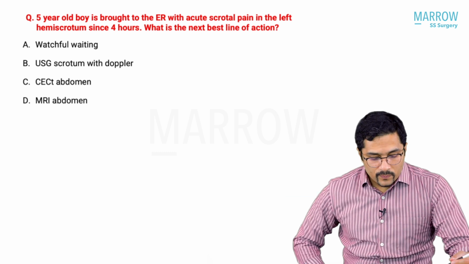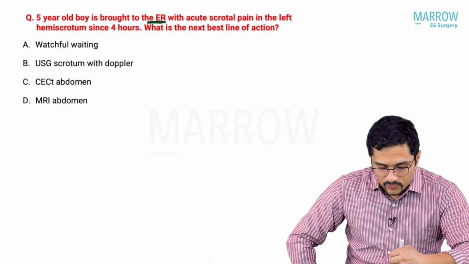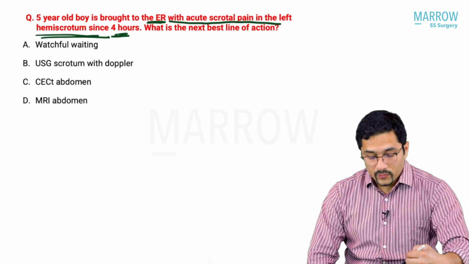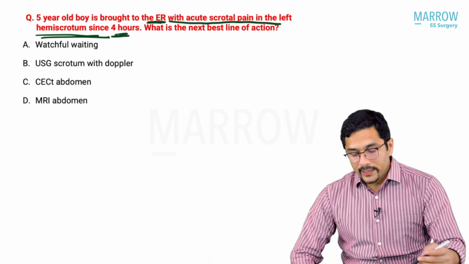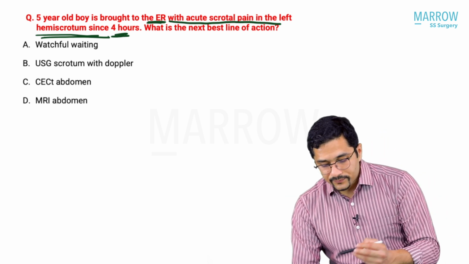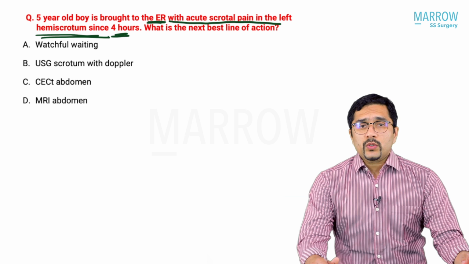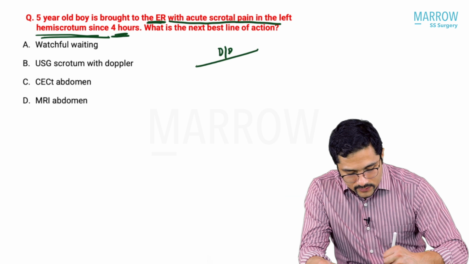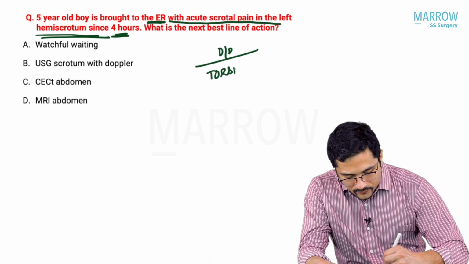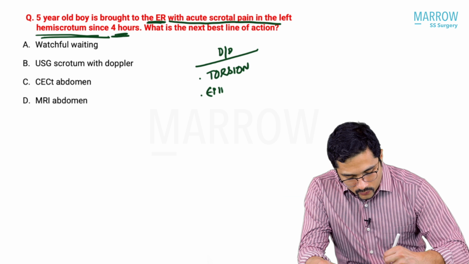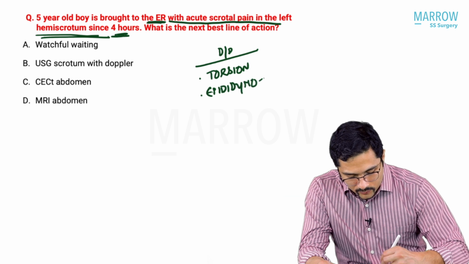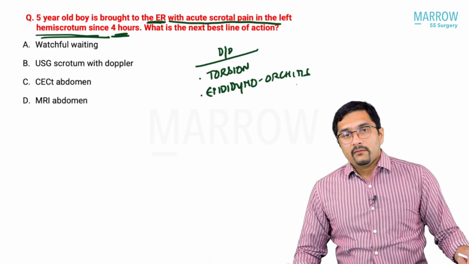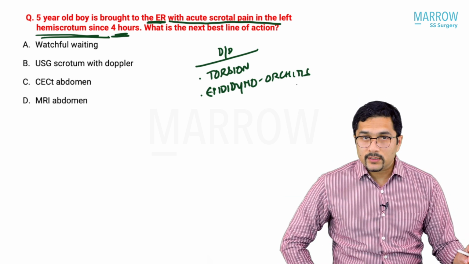You have a 5-year-old boy who is brought to the emergency room with acute scrotal pain on the left hemiscrotum since 4 hours. What is the next best line of action in this child? So, there is acute scrotal pain, right? The differential diagnoses are going to be torsion and epididymo-orchitis. Now, torsion is a surgical emergency, whereas epididymo-orchitis can be managed conservatively.